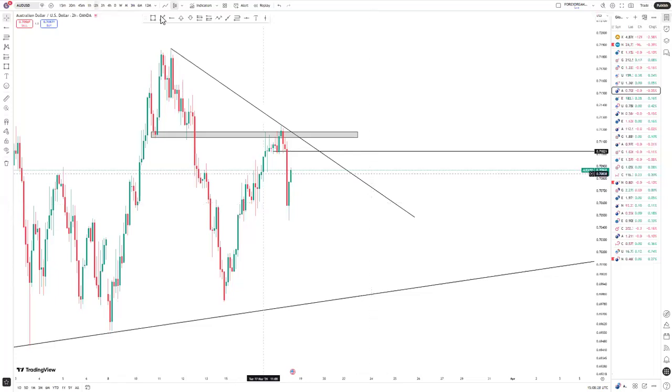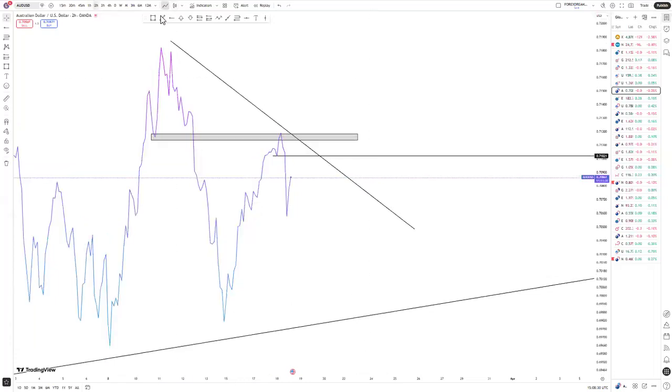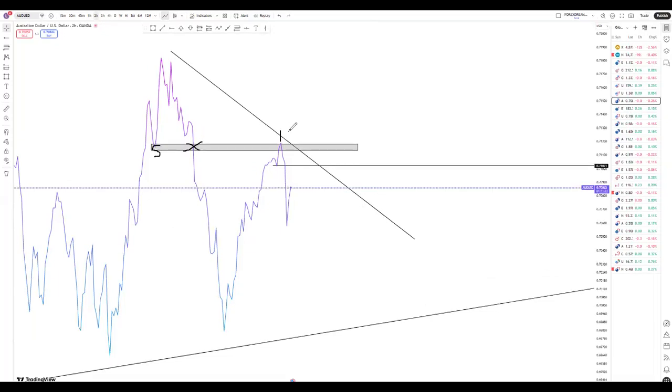On 2-hour chart, let's apply our line chart. This is valid. Can you see the structure here? There's your support. It was broken. It became your resistance there. The market is heading towards what? Towards this broken support that needs to be tested as a resistance.